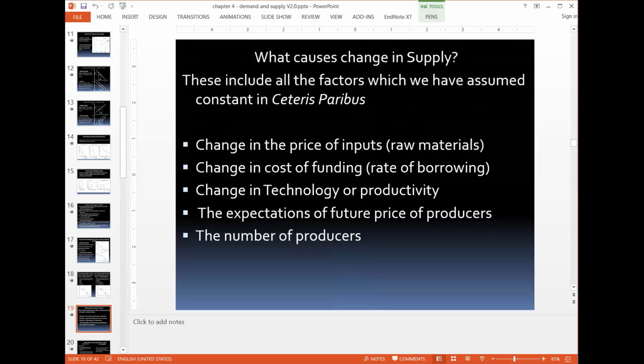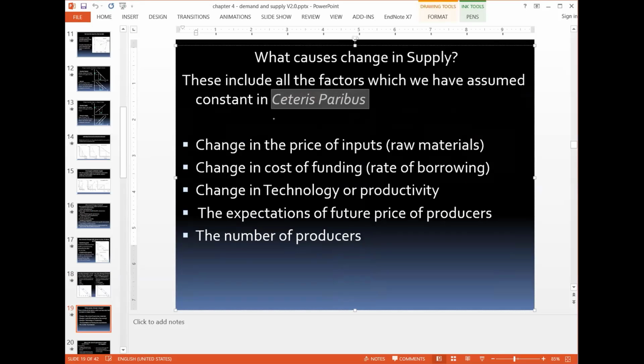Next is, what causes the change in supply? Anything that comes under ceteris paribus changes the supply. So what are the factors? It can be a change in the price of inputs. If the raw materials are expensive, the supply will be lower. Change in the cost of borrowing. If the firms are taking loans and the loan is expensive, they will reduce production. If there's a change in technology or productivity, there will be a change in supply. Change in expectation of future prices. If there is an increase in future price, the seller will try to sell in the future. And number of producers. If there are more producers, there are more sellers and there is more supply. So this way we can explain the changes in supply.